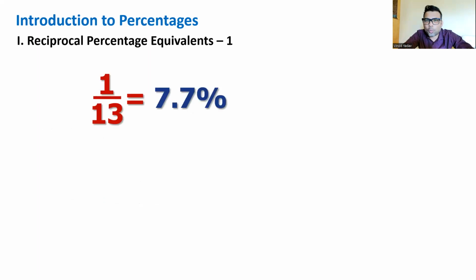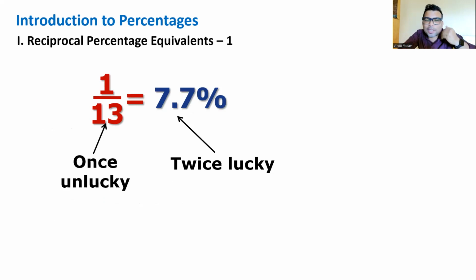Next is 1 by 13, which is 7.7%. Generally, 13 is considered to be an unlucky number. Similarly, we have a lucky number that is 7. So this statement goes for life. If you're trying for something, not getting success, don't give up. Because if you're once unlucky, you'll be lucky twice. Keep trying. Okay, so once unlucky, twice lucky.